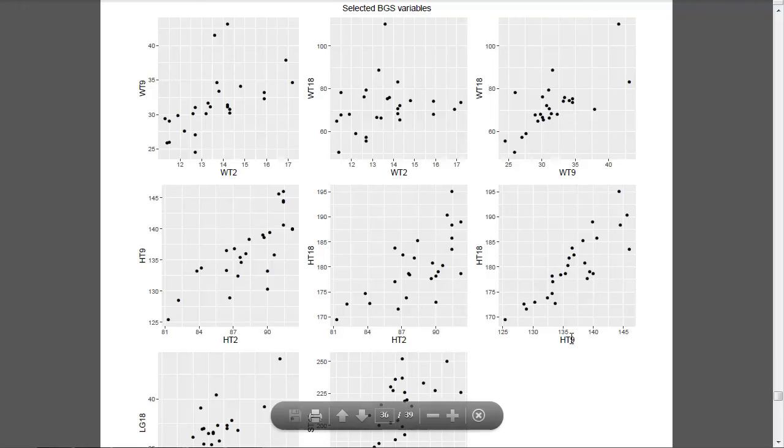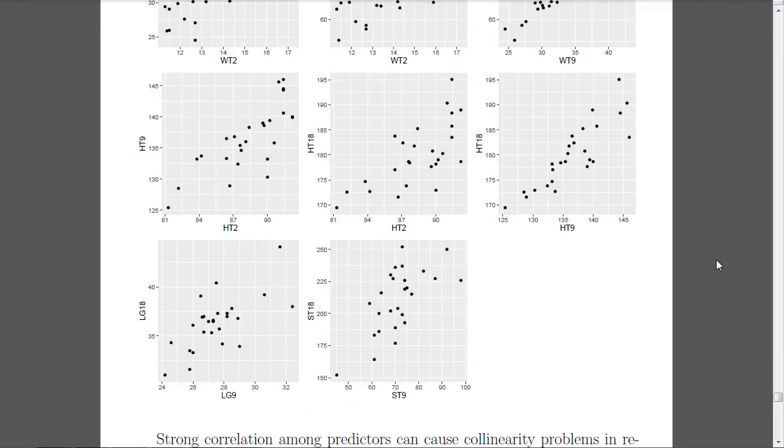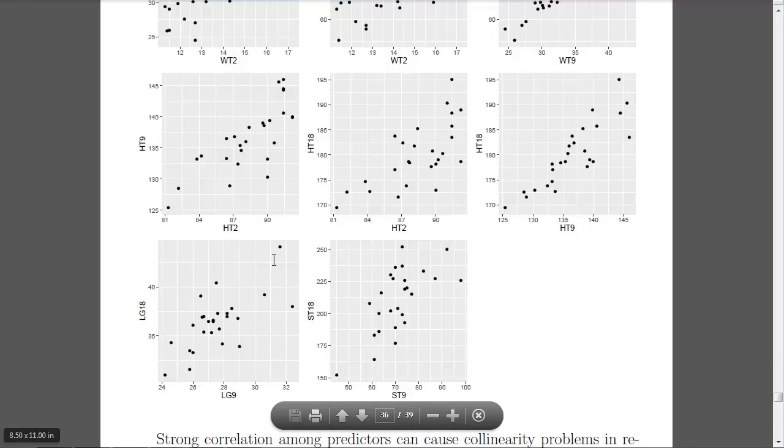So it seems that once you get to be an adolescent, the relationship of your height is strongly predictive at that point of how tall you'll end up being as an adult. And here is the correlation between the leg circumferences at 9 and 18. So if you've got big legs when you're 9, you'll have big legs when you're 18, basically.